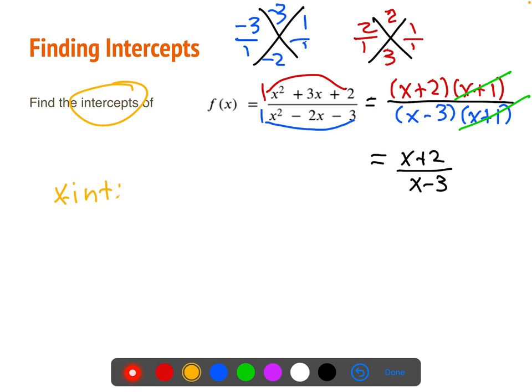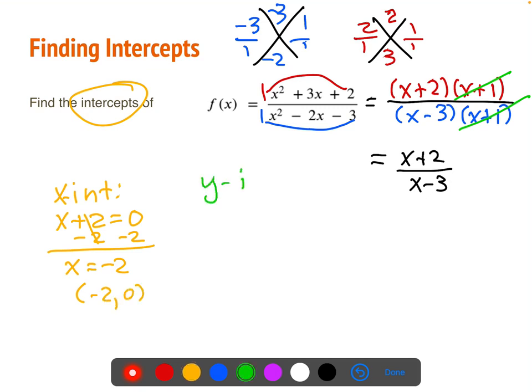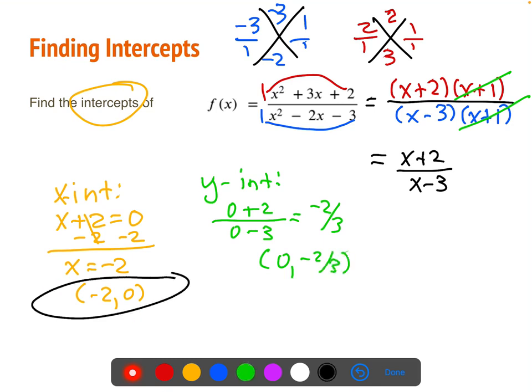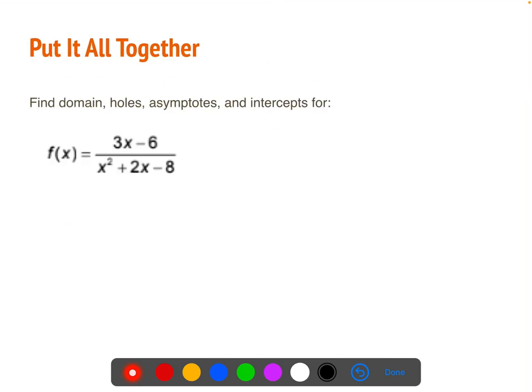And according to this, it wants me to find the intercepts. To find the x-intercept, you set the top numerator equal to 0. So I have an x-intercept at negative 2. To find the y-intercept, you plug in 0 for all the x's. So the y-intercept is at negative 2/3. Those are my two answers for the x and y-intercept.